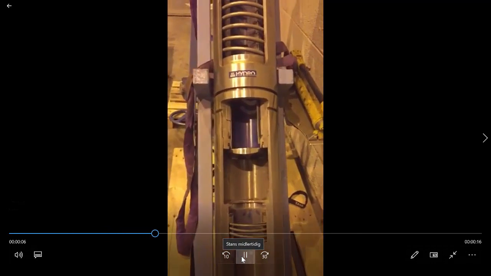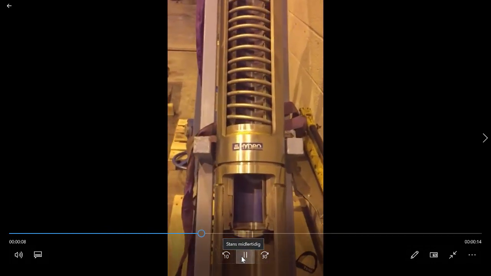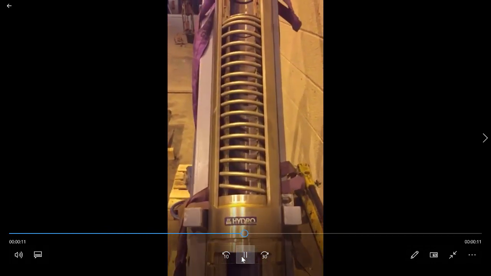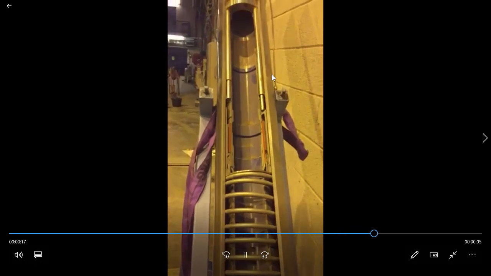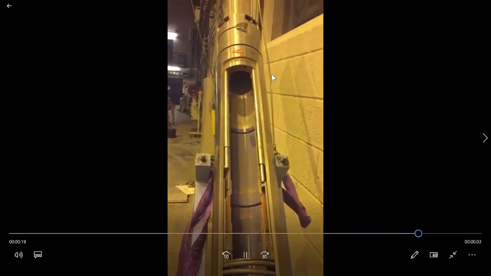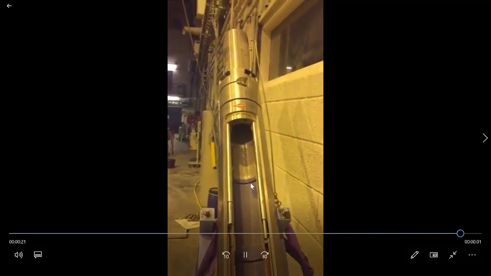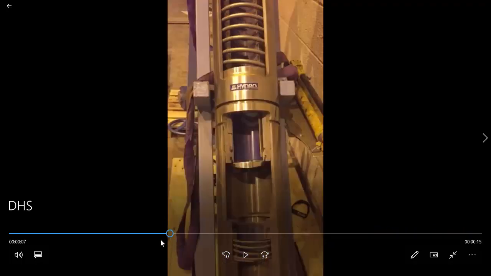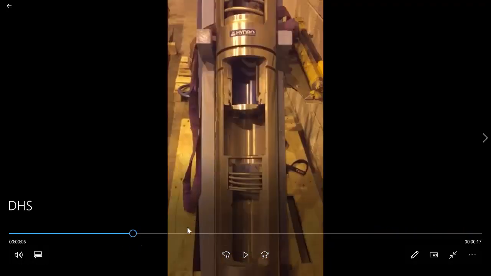That's the top part. Now we're going up. This is the big spring that is going to keep it closed. And here you have these pistons that are operated by hydraulic fluid. But the main part of the valve is this part here. You see you have a flapper that opens and closes, that either opens or closes.